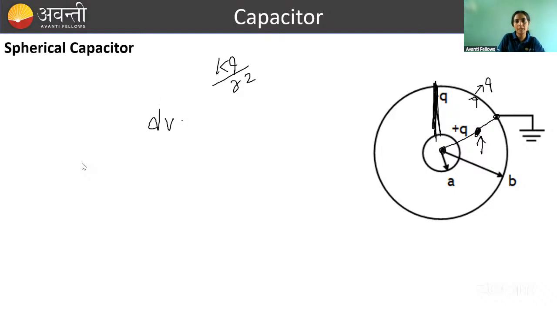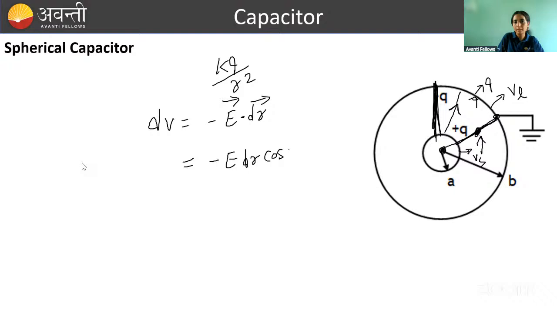Now we can use the formula dV equal to minus E dot dr. How can you use this formula? Let's say the potential of this surface is Vs and the potential of this surface is Vl. We are moving in this direction, and the electric field will also be in this direction. So E and dr, we are moving from the smaller to the larger plate for the dV calculation. Then you write minus E dr cos 0, because I am taking the displacement in the direction of the electric field. So this becomes minus E dr cos 0, that is 1, and this is dV.